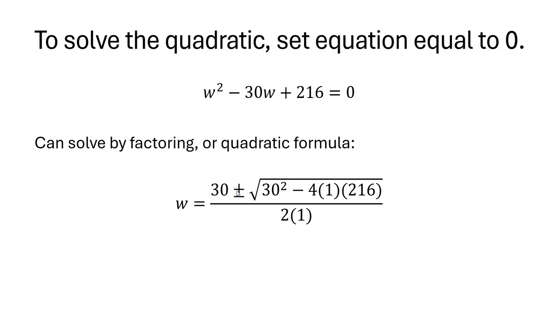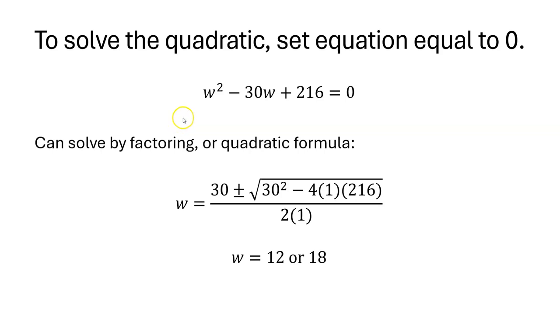If I just plug those numbers into the quadratic formula, the opposite of b is a positive 30, plus or minus the square root of 30 squared minus 4 times 1 times 216, all over 2. When we work out the math there, we end up with W equals 12 or 18. Remember, with the plus or minus, we're going to be left with two answers.